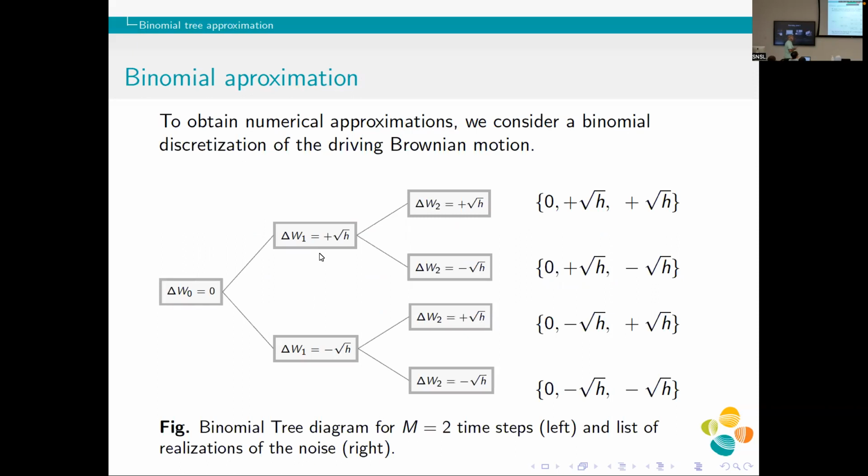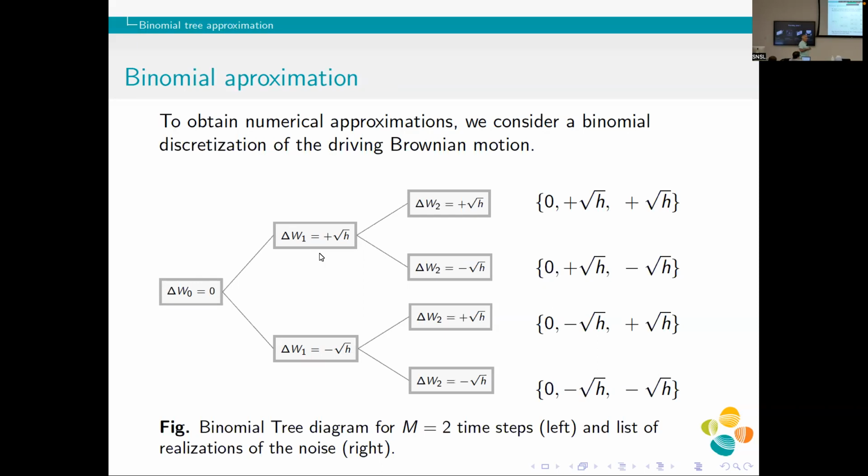So what can we do? Well, to obtain this numerical approximation, we can consider binomial discretization of my Brownian motion. So you start with the Brownian motion at 0, it goes up, it goes down, and this thing will branch out with various layers, but as you can see, this tree grows quite fast.